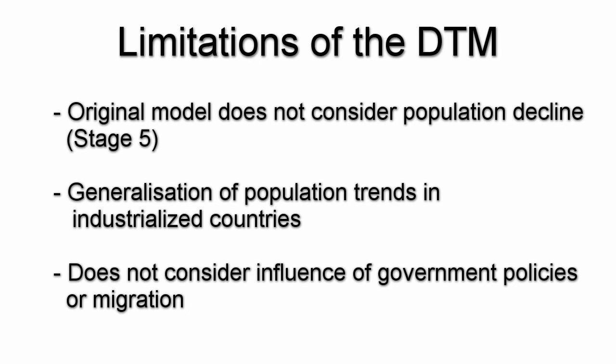Secondly, the model is a generalization that applies mostly to the industrialized countries of Western Europe and North America, so it may be less applicable to less economically developed countries where wealth and information access was limited. And finally, the DTM does not consider government policies with regard to family planning that may interfere with the natural course of birth and death rates, and it doesn't consider the overall population growth as a result of migration.